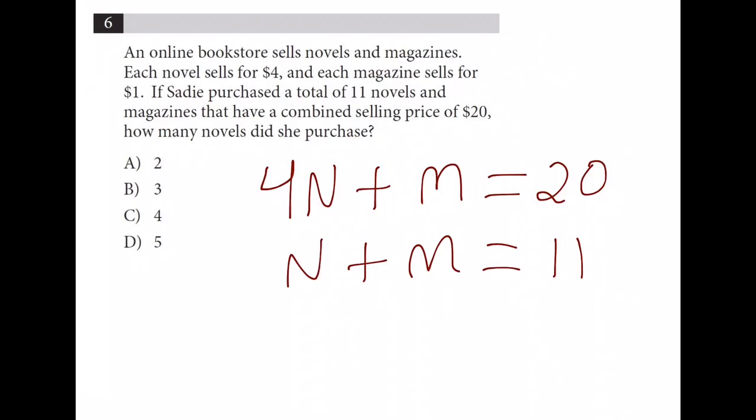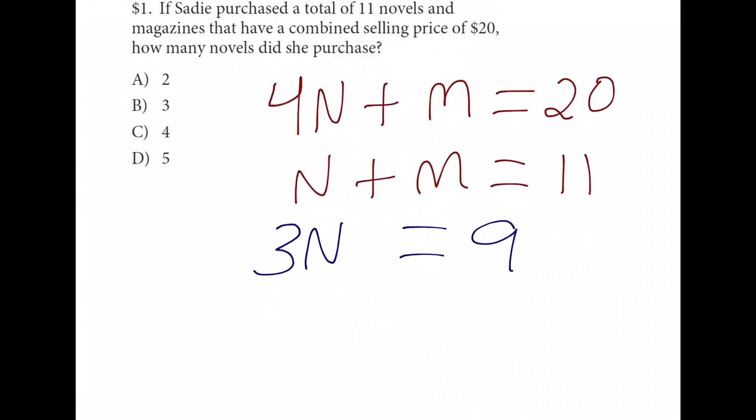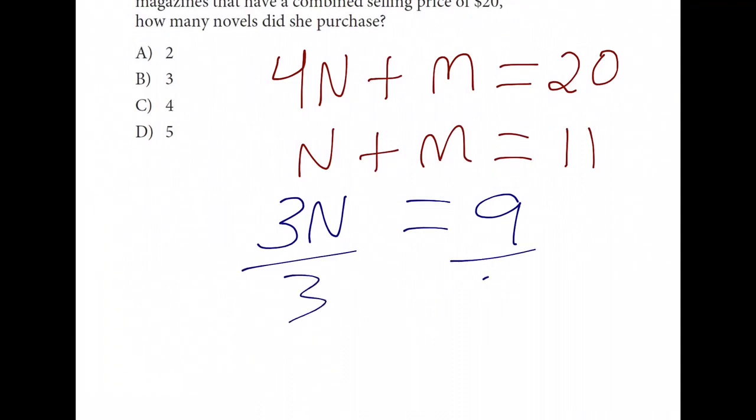Since we want to identify how many novels she purchased, we can subtract all 3 columns straight down, as our coefficients for m and m are both 1. This gives us 3n is equal to 9, as the m's cancel out, and when I divide both sides by 3, n is equal to 3. B.